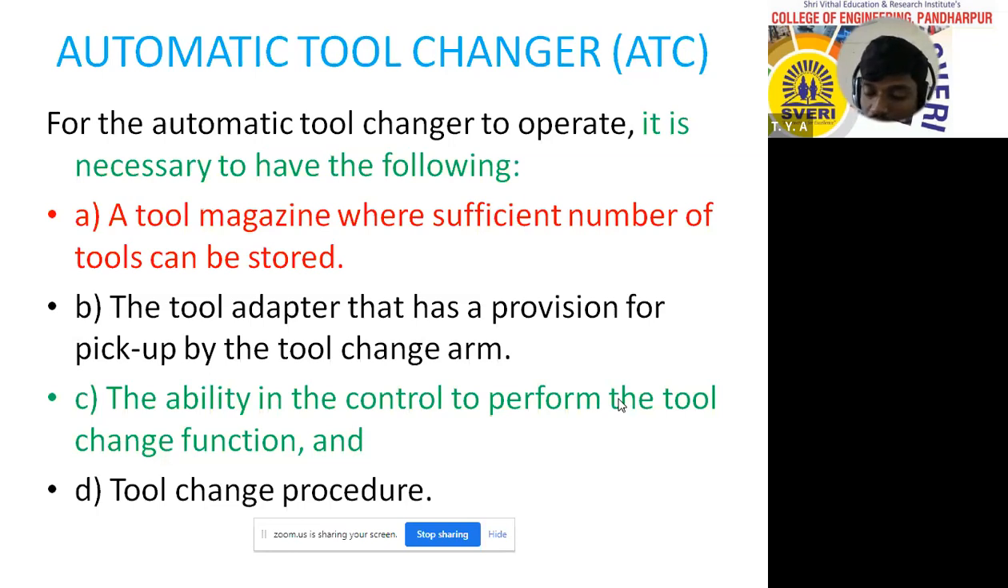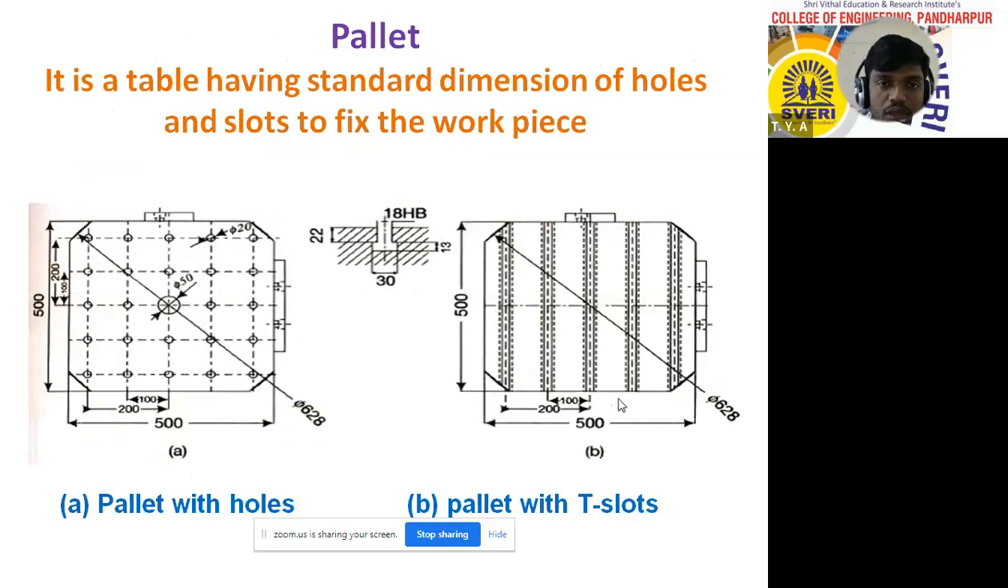Okay, for each and every machining. Next point is a pallet. Okay, so it is a table having standard dimensions of the holes and slots to fix the workpiece.